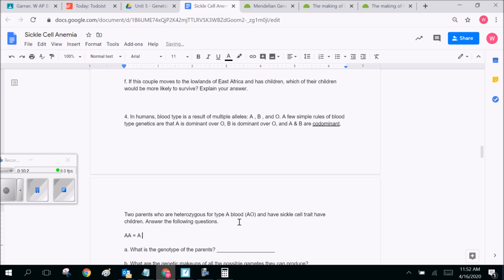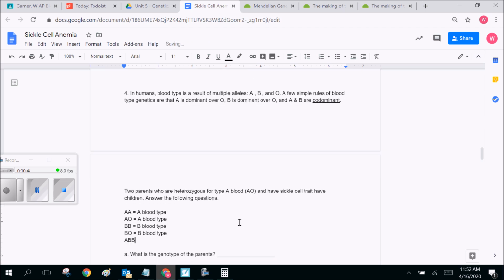So if you have two A's, you have the A blood type. If you have AO, you still have the A blood type because A is dominant to O. If you have BB, you have the B blood type. If you have BO, you have the B blood type. And if you have AB, you have the AB blood type. So you can see how they override O. Together, of course, they're the same. But when we put the A with the B, they end up being both, AB. And of course, OO just equals O blood type. It's entirely recessive. Now, what does this refer to? It just refers to the blood types, the A, B, and O.